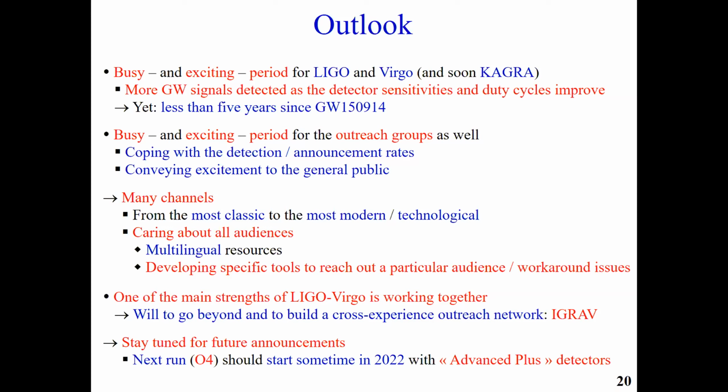And one thing where we put the emphasis is on the multilingual aspect, because that's really the way to reach out to people. We are also trying to develop specific tools depending on the audience that we are targeting. And that's all these projects in parallel that I showed you before. LIGO Virgo is successful because we managed to work together, two collaborations that were independent at the origin. That's a big challenge, and I think we are pretty successful. And that's why we are now trying to go a step further, building this iGrav network across experiments.